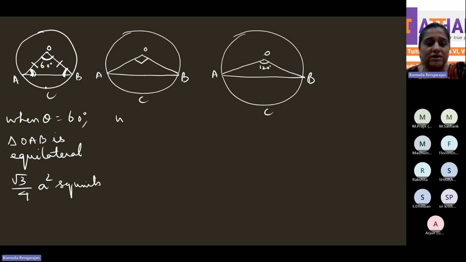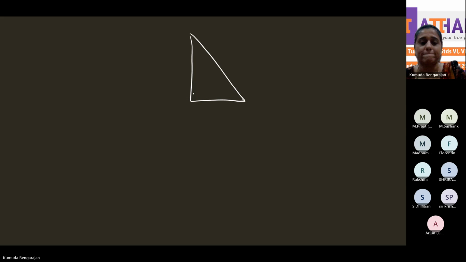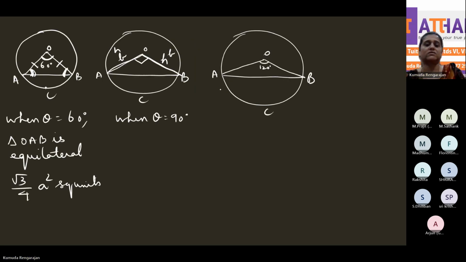Now when the sector angle is 90 degrees, when theta is equal to 90 degrees, we can regard OA as the base and OB as the height. Or the other way around, you can take OB as the base and OA as the height, because it's a right triangle. With a right triangle, we take the sides containing the right angle as the base and height. The sides containing the right angle are OA and OB, so you can take one of them as the base and the other as the height.